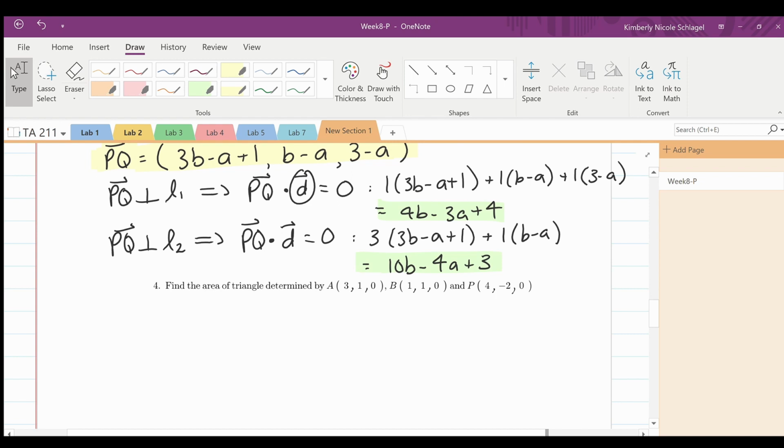I'm just going to keep writing down here because I'm a little bit out of room, so just ignore this question here. Pretend it's not here.